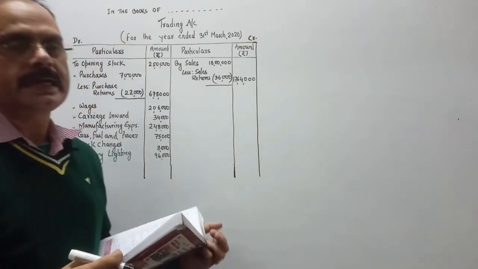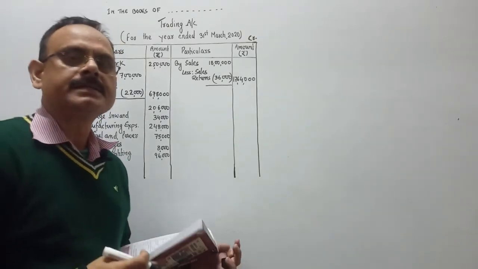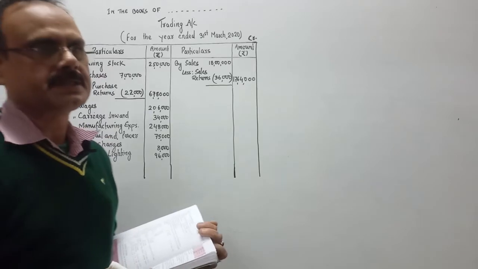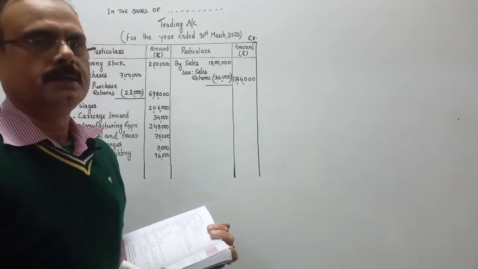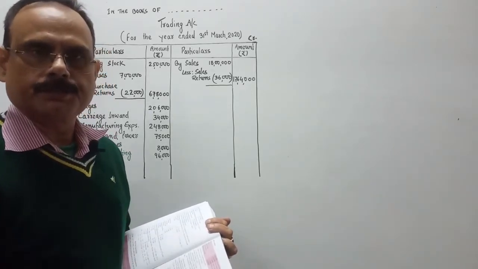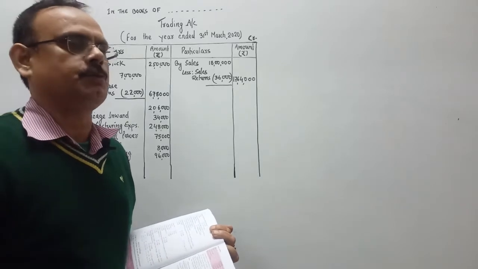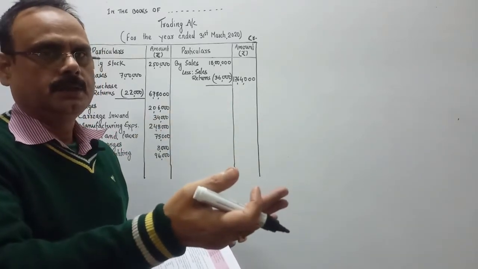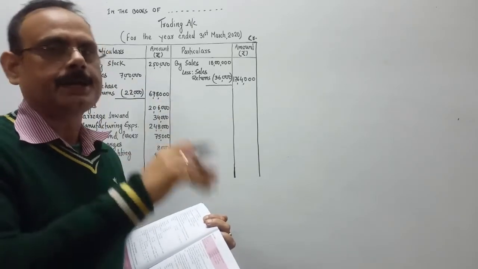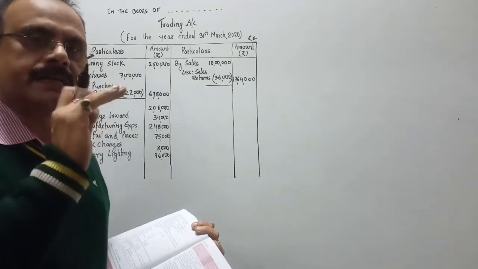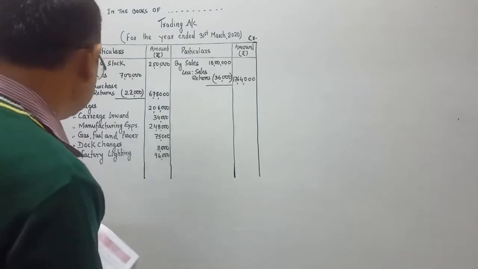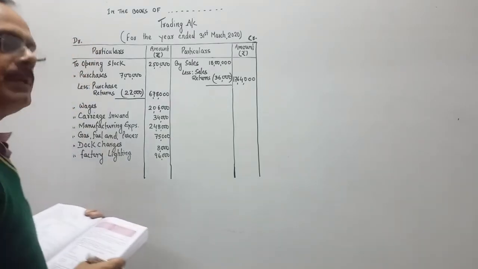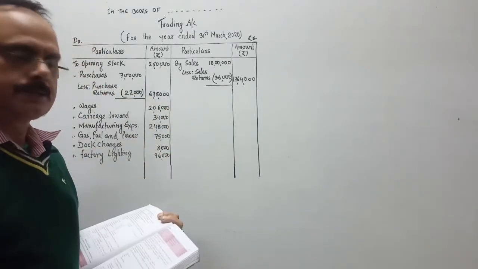Thereafter office lighting. Office lighting is an indirect expense because it is related to the office and administration, so this will be reflected in the profit and loss account. In the trading account, factory lighting will appear because that is a direct expense. So office lighting will be in the profit and loss account.